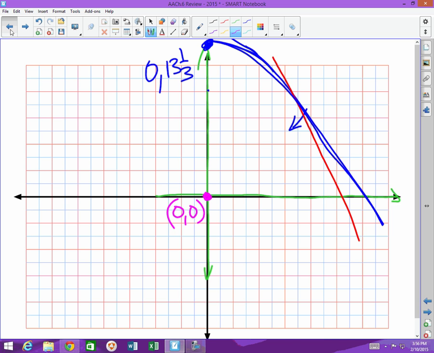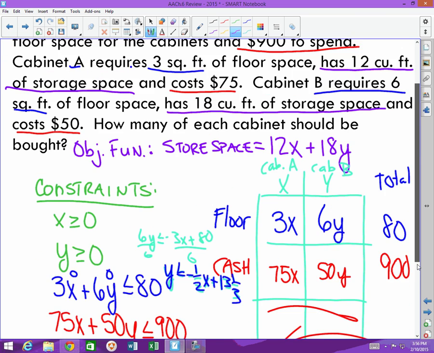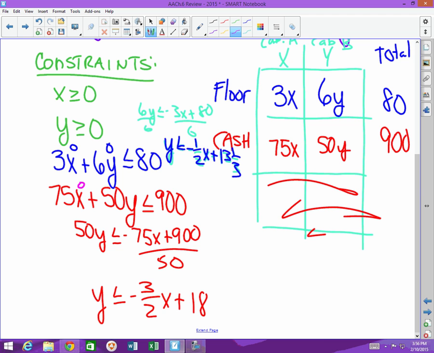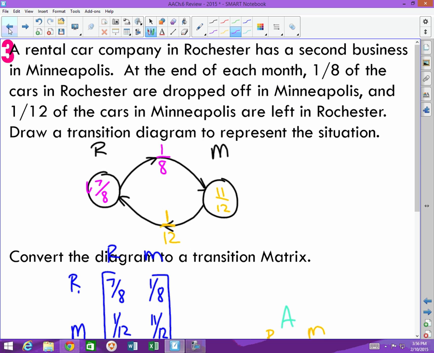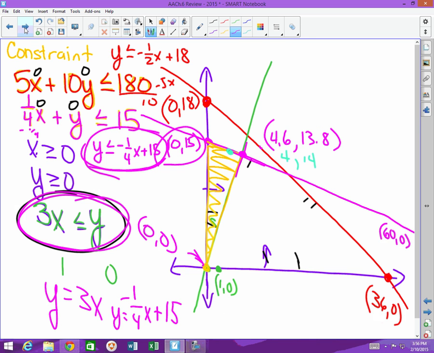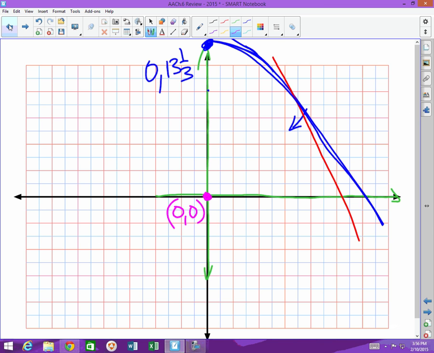Oh, and before we do that, we should go back and check which side we're shading on the red one. If we put a 0 here and a 0 there, that's less than or equal to 900. So therefore, we are going to shade below this line as well. So our figure looks like that, to over there, to this, and then to that. And so we have this coordinate, that coordinate, this one, and that one.